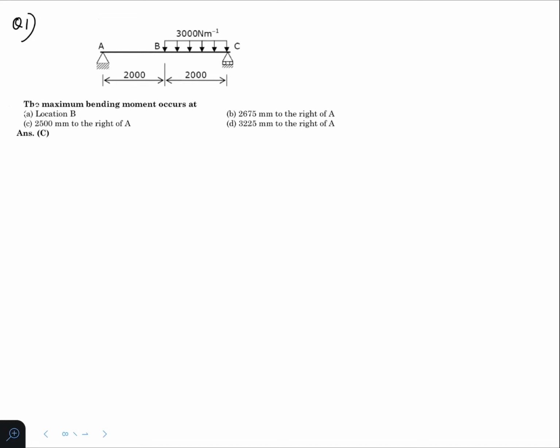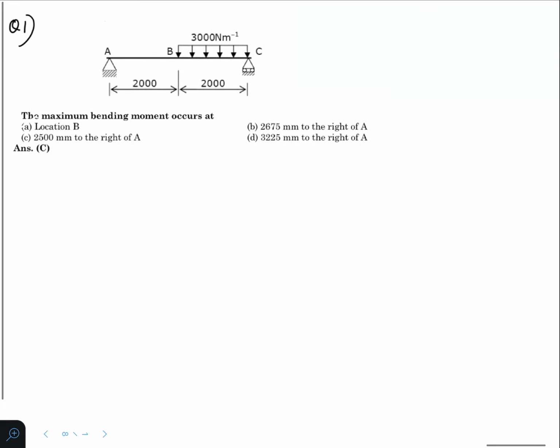Let us discuss various questions which are asked in ESE, GATE and other PSC exams. The first question is like this. This is a simply supported beam carrying 3 kilonewton per meter load from B to C. The distances are 2 meter and 2 meter. The maximum bending moment occurs at, we have to find the location of maximum bending moment.